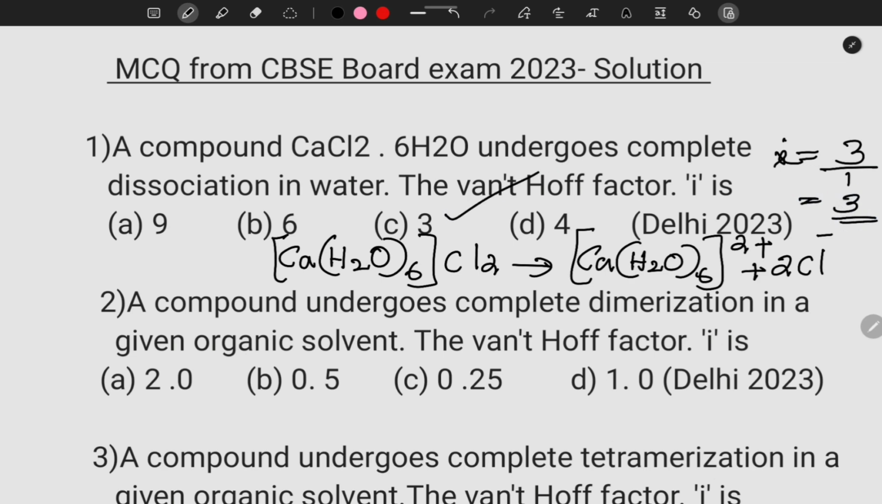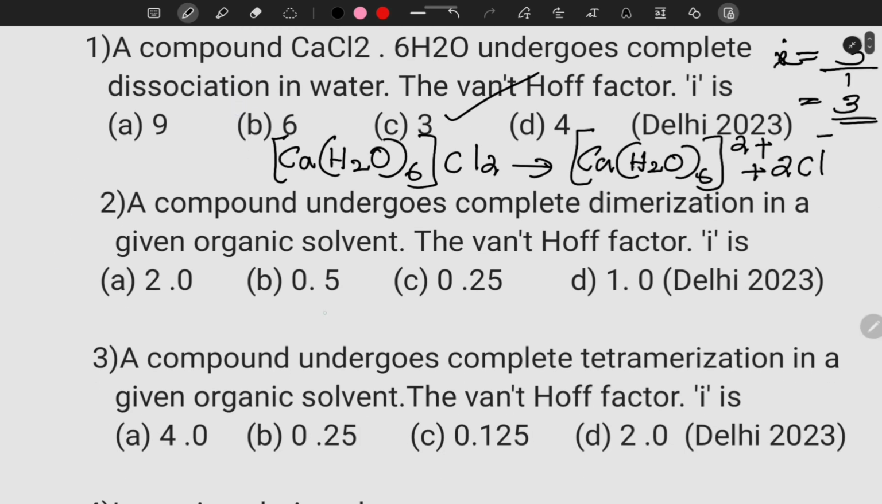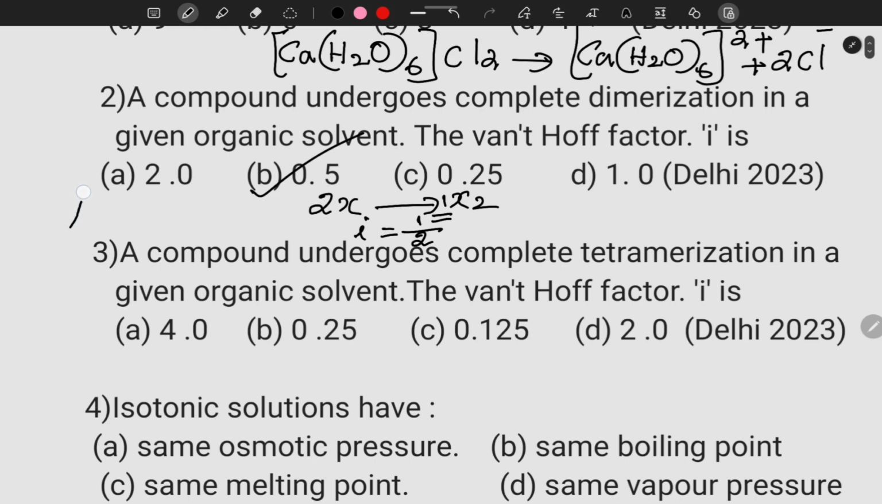A compound undergoes complete dimerization in a given organic solvent. The Van't Hoff factor i is? For dimerization, we can write 2x gives x2. So i is equal to the number of moles after by the number of moles before, that is 1 by 2, that's equal to 0.5. A compound undergoes complete tetramerization in a given solvent. The Van't Hoff factor i is, so 4x gives x4, so i equals 1 by 4, that is 0.25.